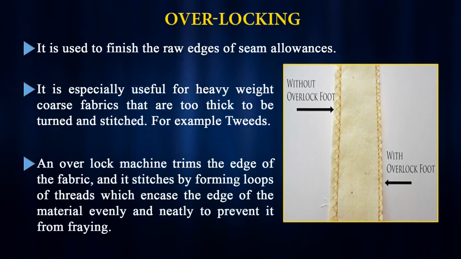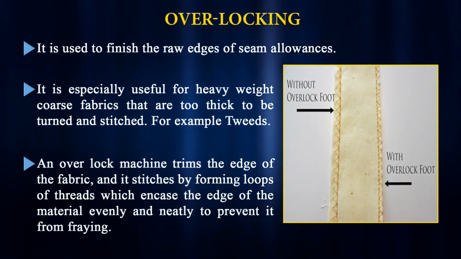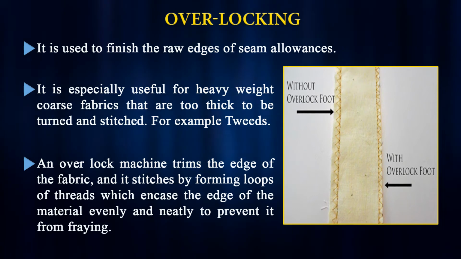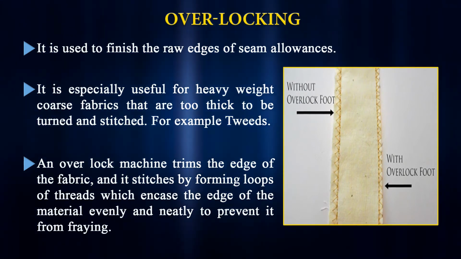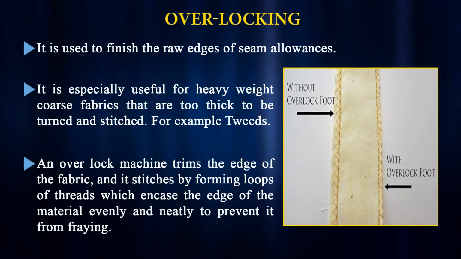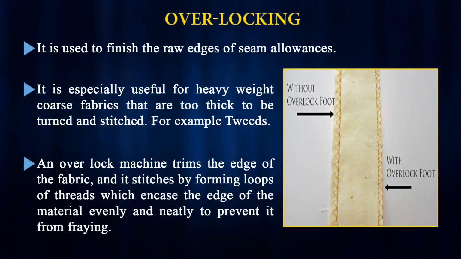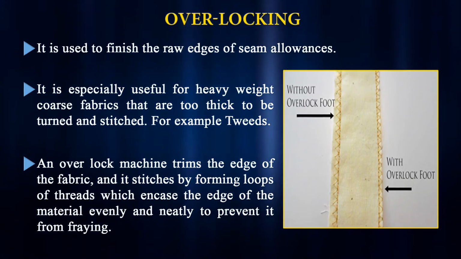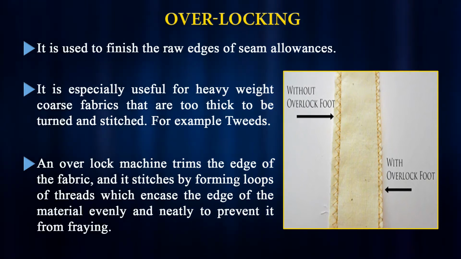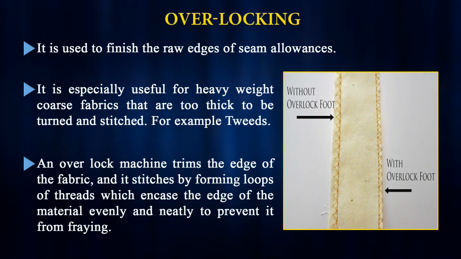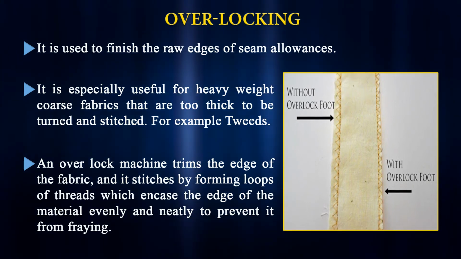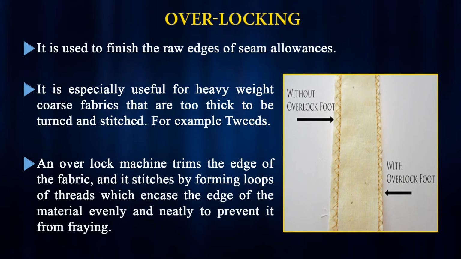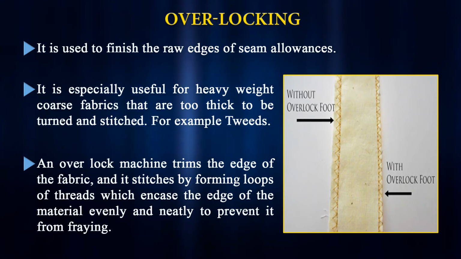There is a particular type of machine we use for overlocking finishes. An overlocking machine trims the edges of the fabric and stitches by forming a loop. You can see in the picture that we have developed a type of loop at the edge of the fabric. Forming a loop of threads enhances the edge of the material, evenly and neatly, to prevent fraying. So this is one of the processes used for neatening or finishing the edge of the seam we have done.